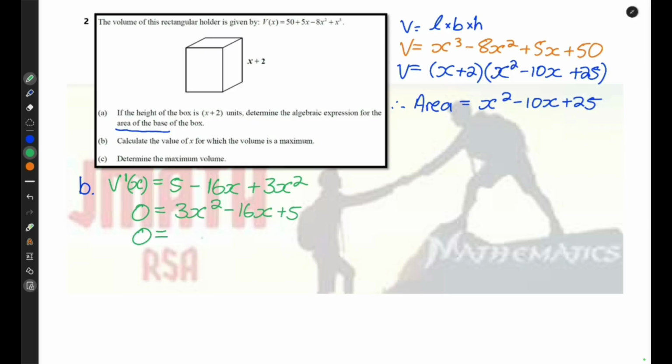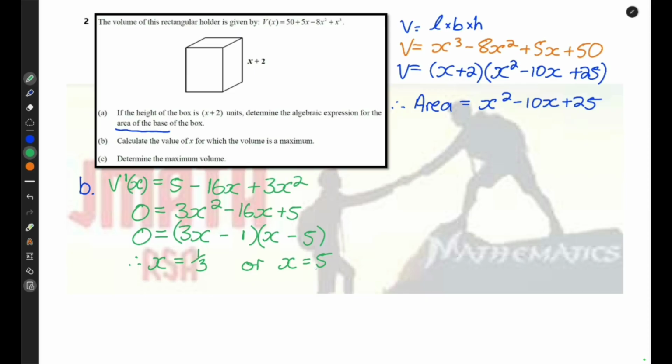And if I factorize this, this would be 3x and 1x. I know there's going to be a 5 at the end, and that's a 1 because this will give me 15. This would give me 1, and together it is 16. So this is a minus, this is a minus. Therefore, x needs to equal 1 over 3, or x needs to equal 5.